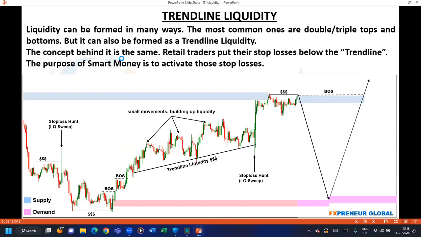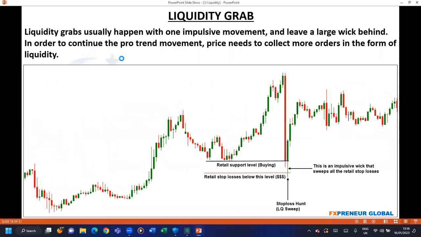We've already talked about trader liquidity. Now we'll talk about liquidity grab, which is simply the impulsive movement to take out stop losses. Liquidity grabs usually happen with one impulsive move and leave a large wick behind. Now, this move is simply to take out stop losses.